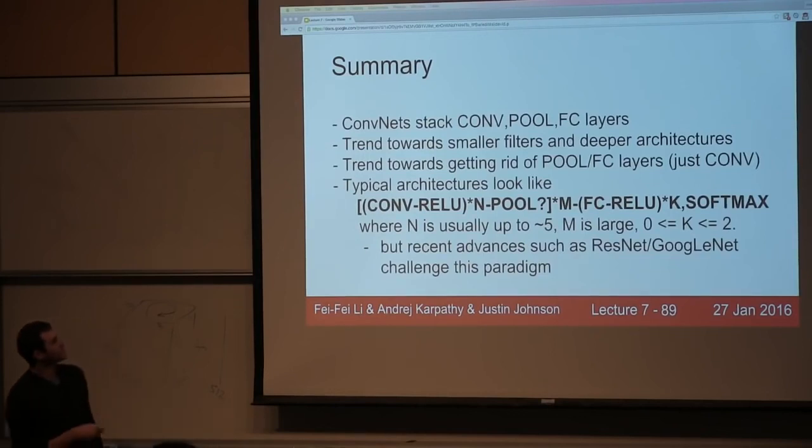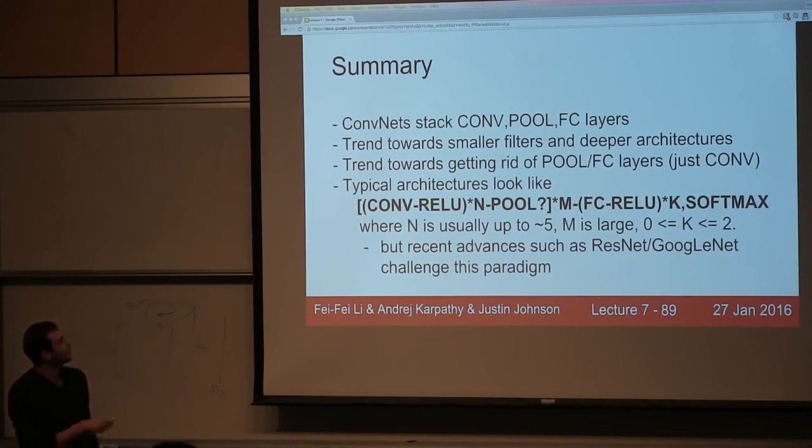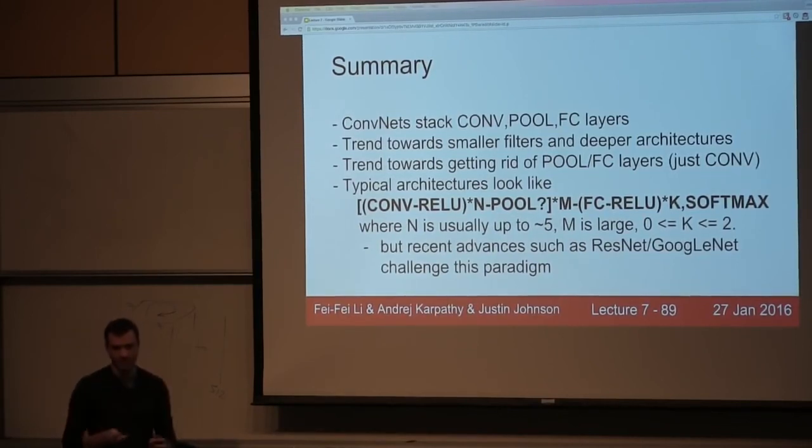So, summary: we have these conv pool layers. There's a trend towards getting rid of the pool and fully connected layers. We're eventually going to end up with networks, I think, that are purely conv, and the way you do spatial reduction is by doing stride 2 convolutions instead of max pooling. There's a trend towards smaller filter sizes like 3 by 3, but with many more layers. A typical architecture for now looks like conv-relu, sometimes pool, then fully connected layers maybe at the end, and a softmax at the end, with some guidelines based on what you've seen. But recent advances are challenging this paradigm. ResNet and GoogleNet play with the architecture a bit, and it's a little more funky than just stacking these layers in a sequence. And so that's the summary.